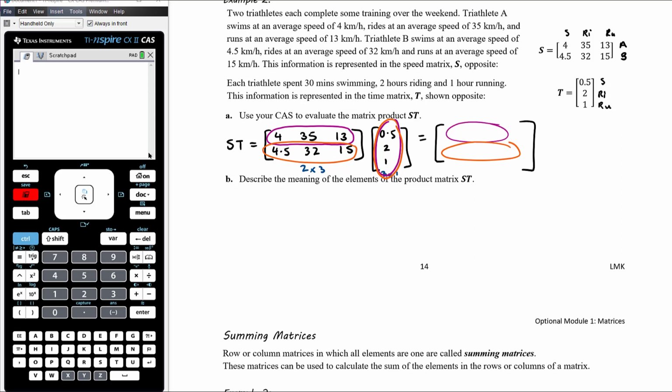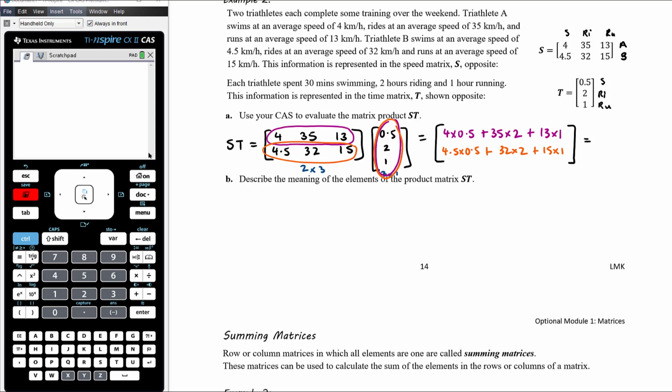Okay. So in terms of the calculations that are happening, I'm going to write them out. We're doing 4 times 0.5 plus 35 times 2 plus 13 times 1 on the top, and in the bottom row we're doing 4.5 times 0.5 plus 32 times 2 plus 15 times 1. So if we think about what's actually happening there, for triathlete A, that's the purple calculation, we're taking their swimming speed and multiplying it by the time they spent swimming. Speed times time gives distance. So we're swimming at 4 kilometres per hour for half an hour, and therefore that's going to be 2, and that means we swam for 2 kilometres.